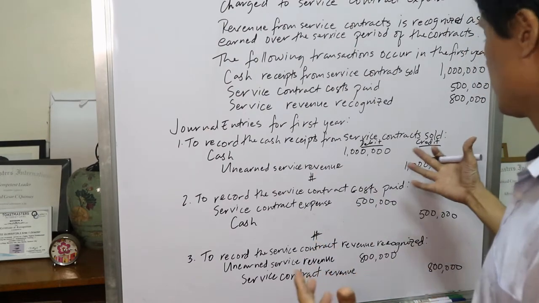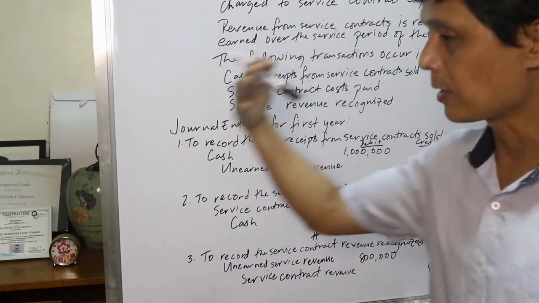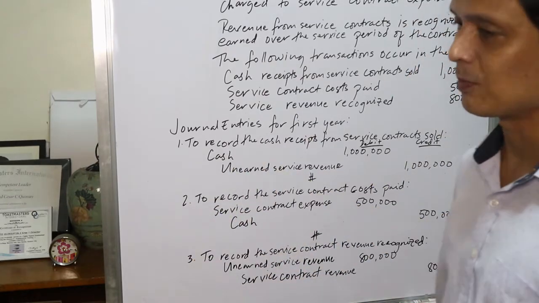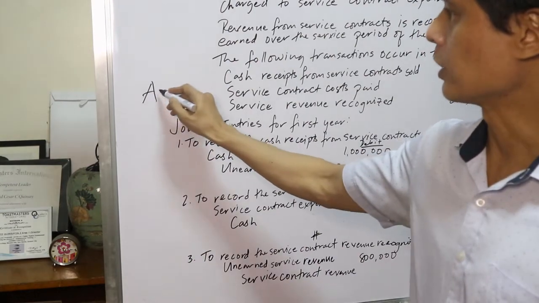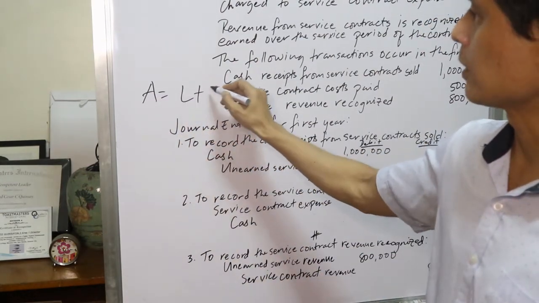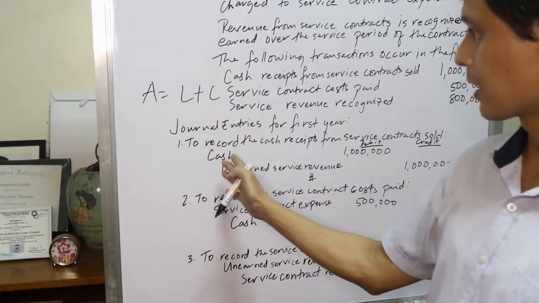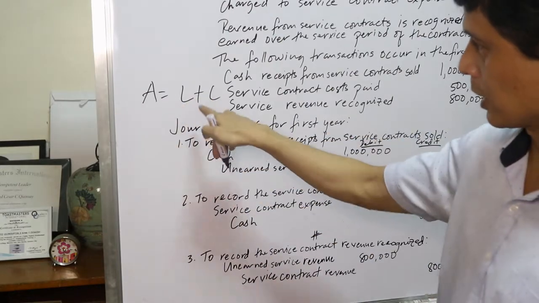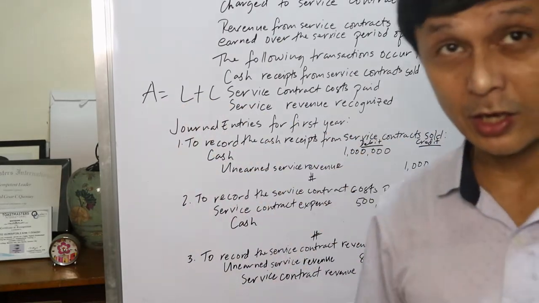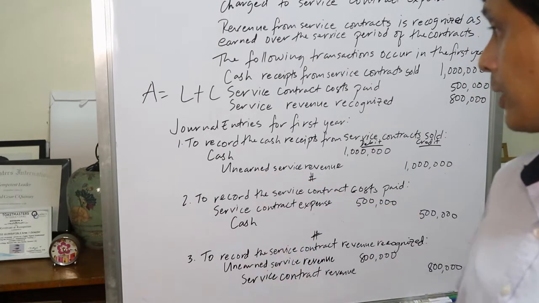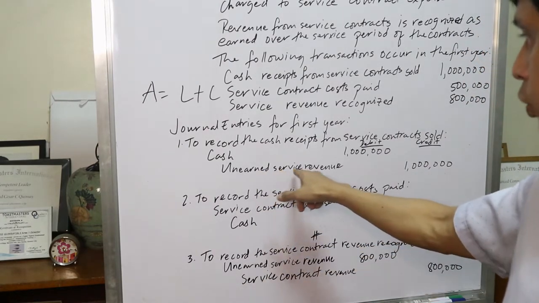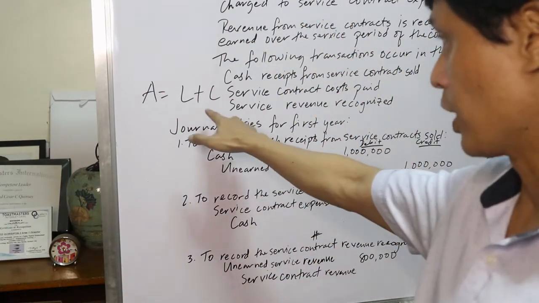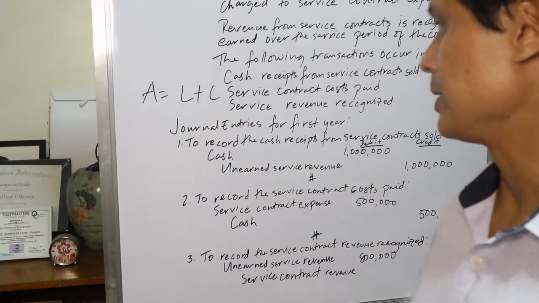Because it's unearned service revenue, it means the money was received, but there is still service that needs to be done. So that's why it's still unearned. Therefore, it is still a liability. So if you check this equation, A is equal to L plus C. Assets, all additions to assets we debit, just like cash. And all additions to liabilities and capital we credit. So in this case, our liability increased because of the unearned service revenue. We have not yet earned the 1 million, that's why we credit this to liabilities.